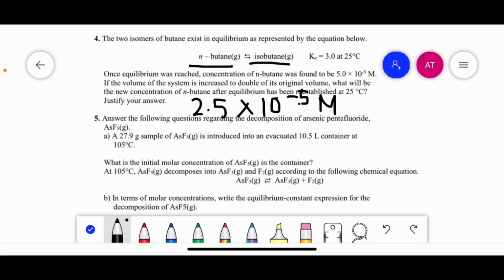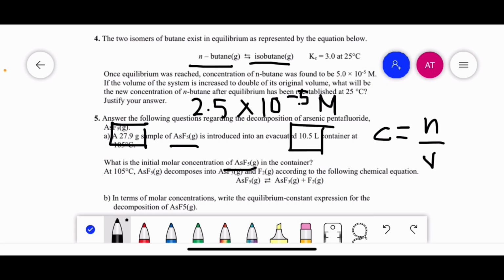I'll give you guys a bit to solve question number 5. Okay, so part A wants us to find the initial concentration of AS5 in the container. Concentration is equal to number of moles divided by volume. Now we can find the number of moles by dividing the mass over the molar mass of AS5, and the volume is 10.5 liters, which is 10.5 decimeter cubed.